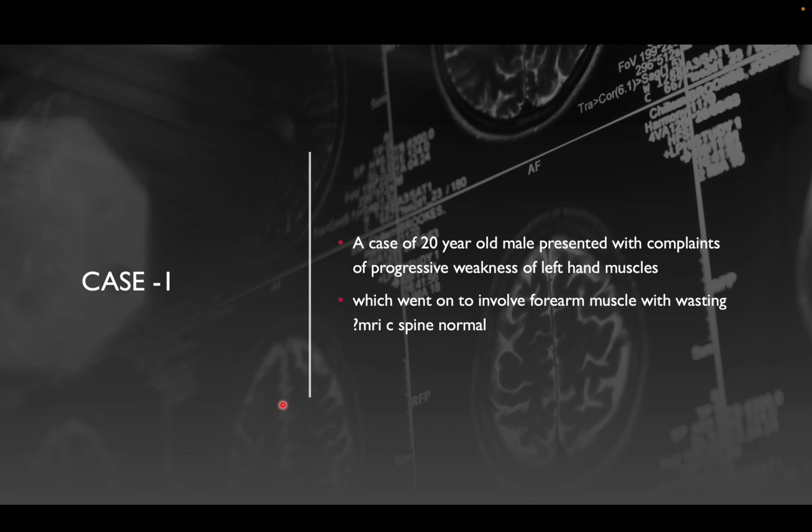So there is progressive muscle weakness, there is definitely wasting, and the weakness is progressing to involve the forearm also. The MRI C-spine is normal. What is the possibility in this case?